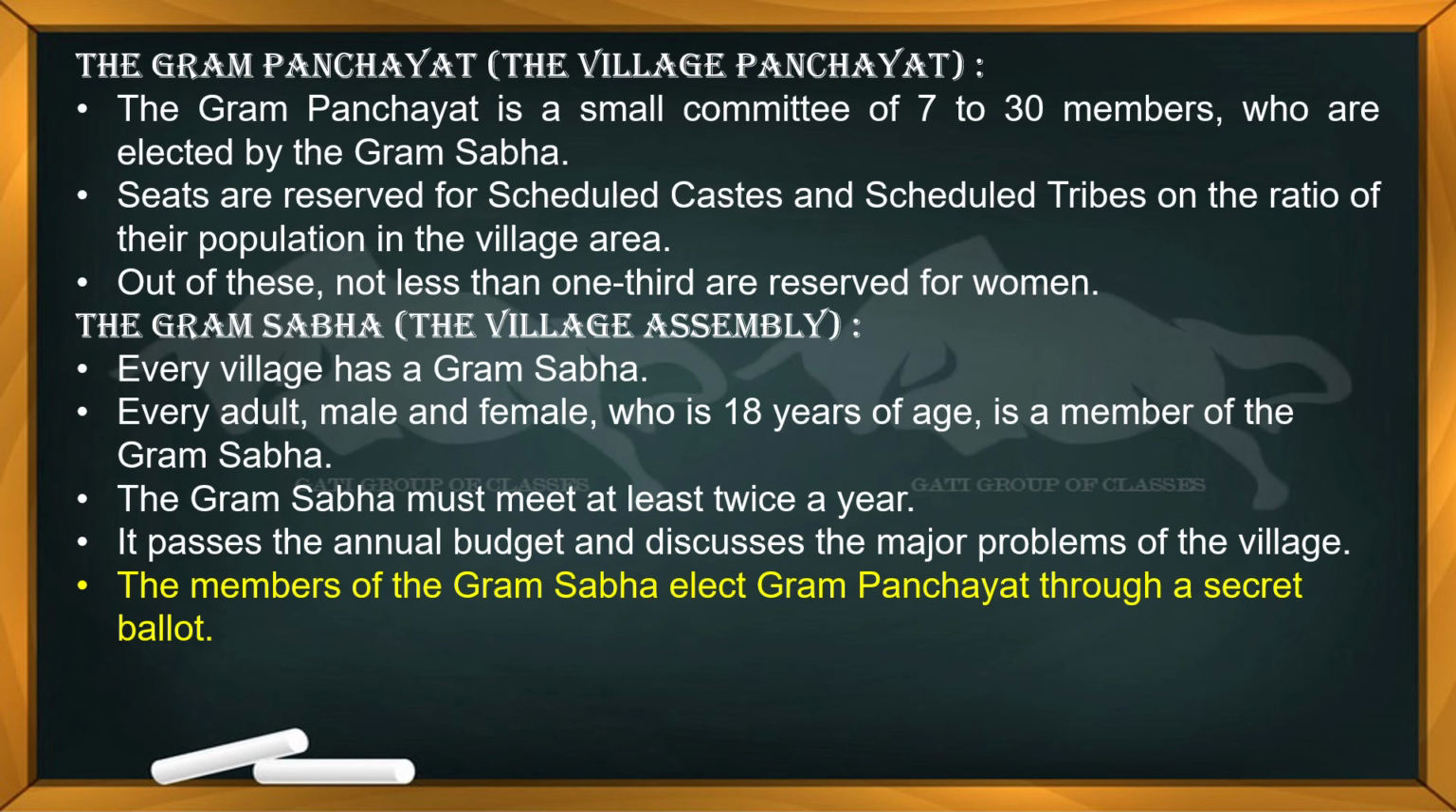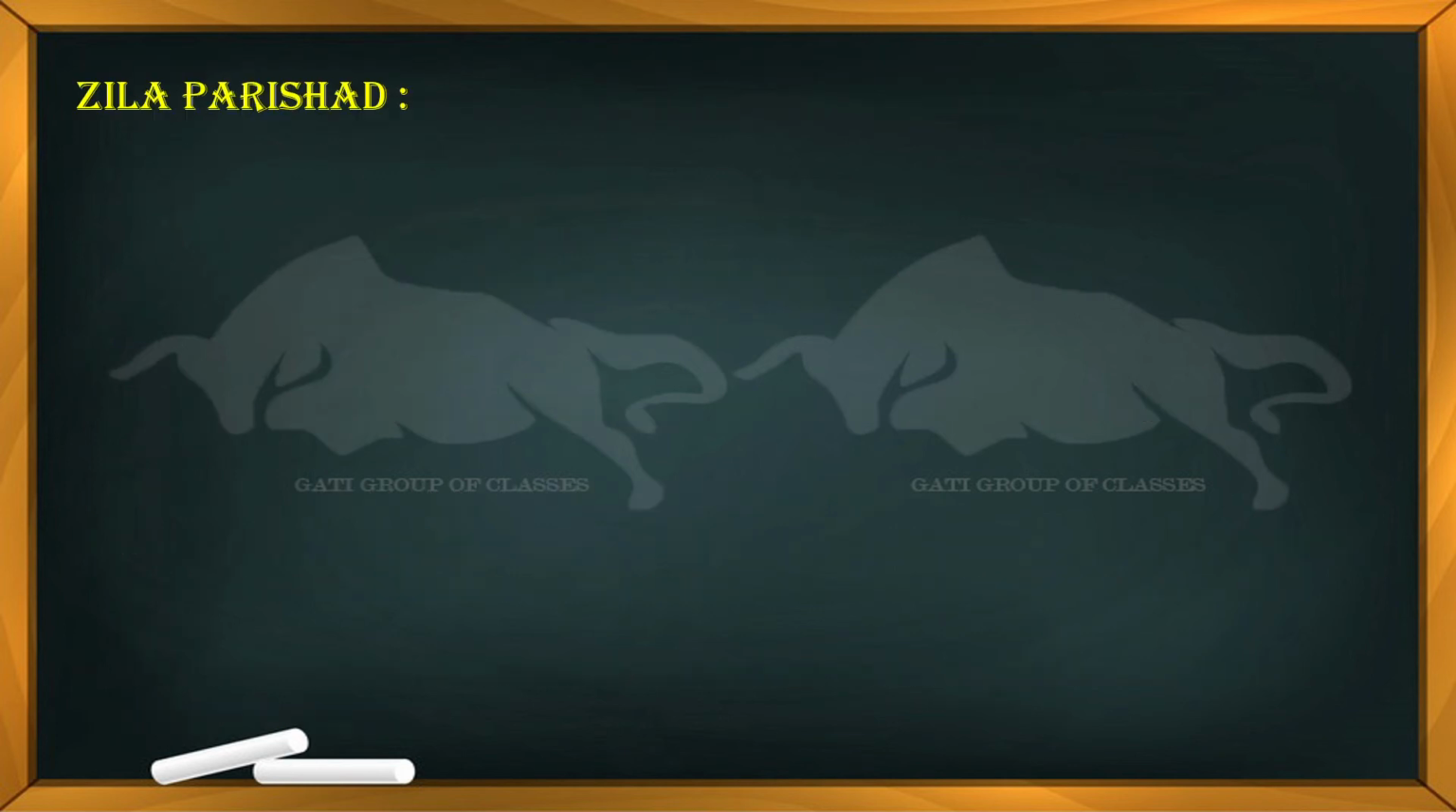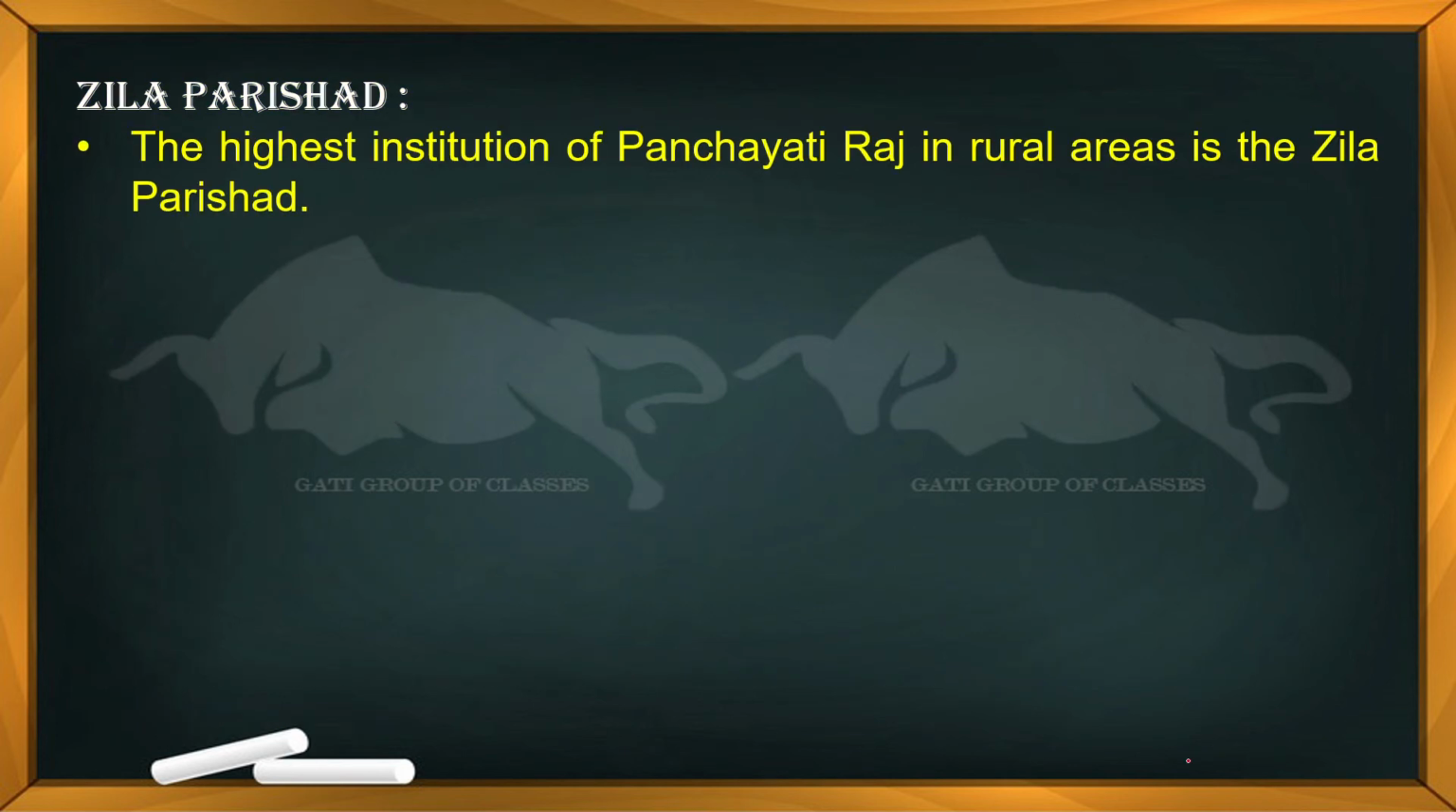The members of the Gram Sabha elect the Gram Panchayat through a secret ballot system. Gram Sabha membership varies from 100 to thousands, depending on the size of the village. Like the Gram Panchayat has 7 to 13 members, while the Gram Sabha has 100 to 1000 members. Zila Parishad is the next and highest tier of the Panchayati Raj institution in rural areas.